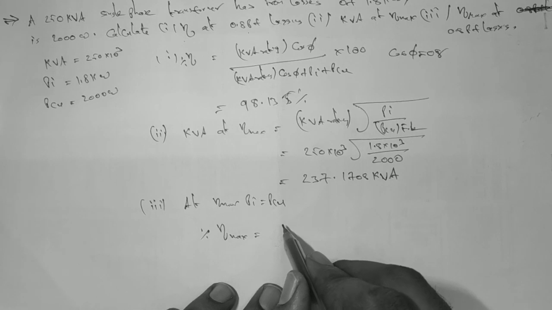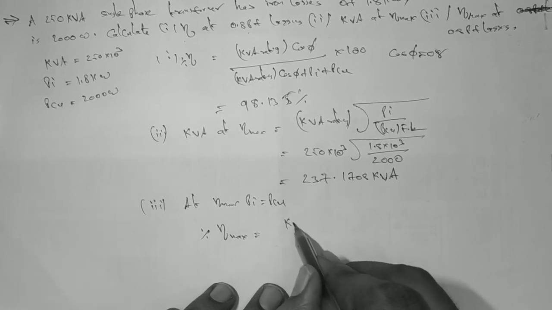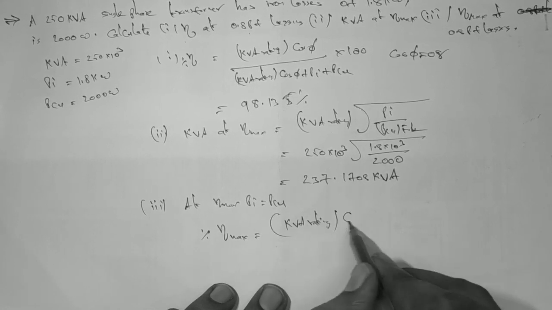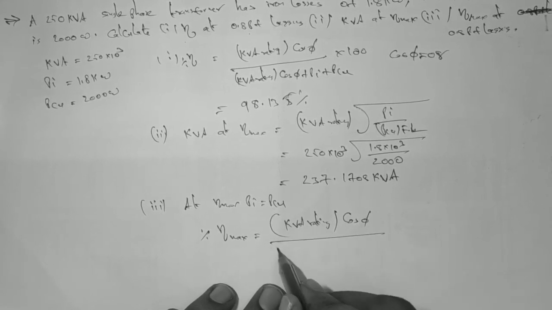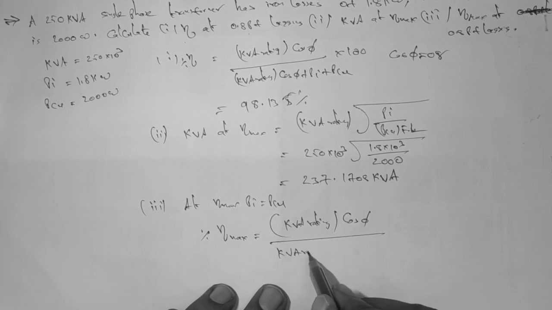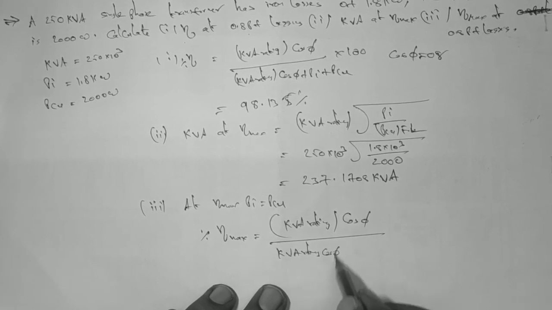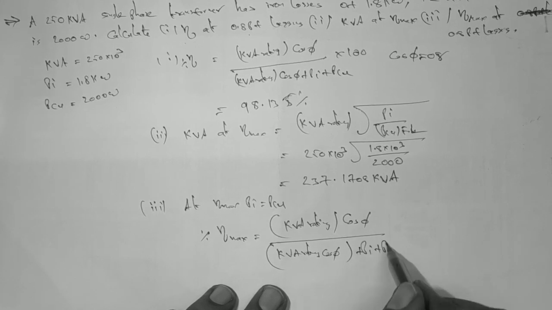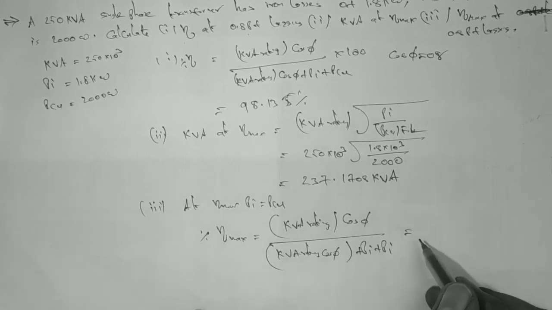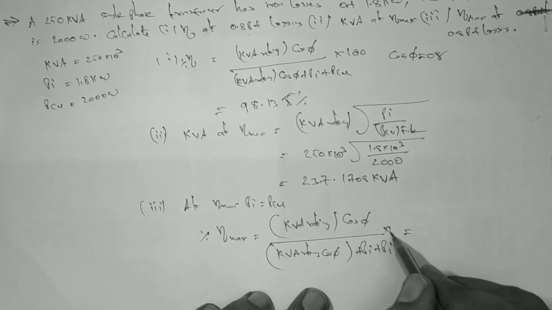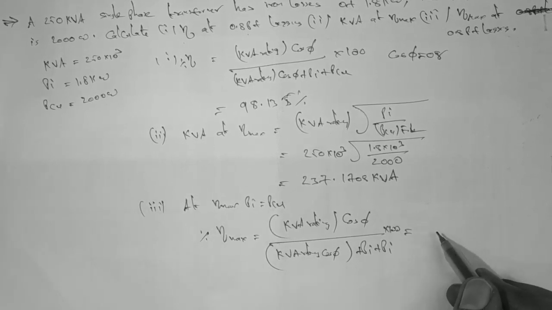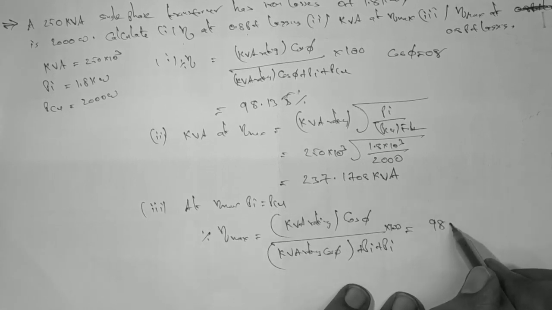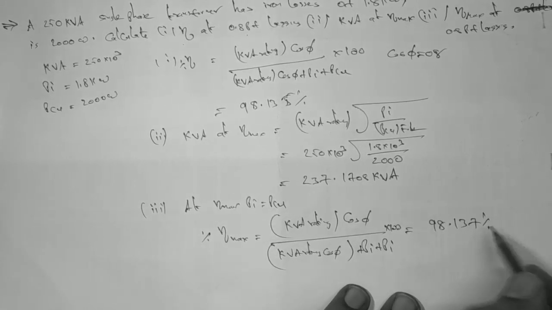So in the place of copper losses, you must write iron losses at maximum efficiency condition. So in the place of PCU, you have to write Pi, and the remaining formula is as it is in the first case. And if you substitute all the values, you will get 98.135%. So this model of problems is also very important.